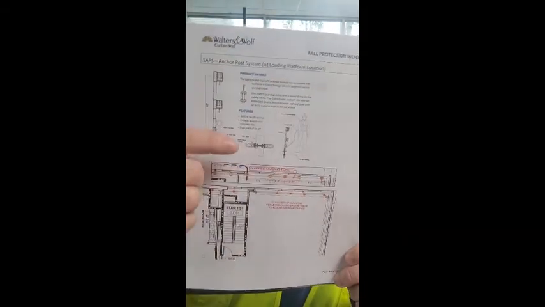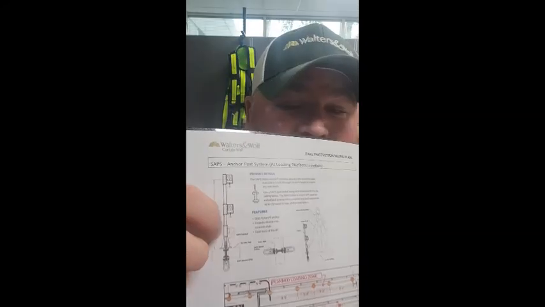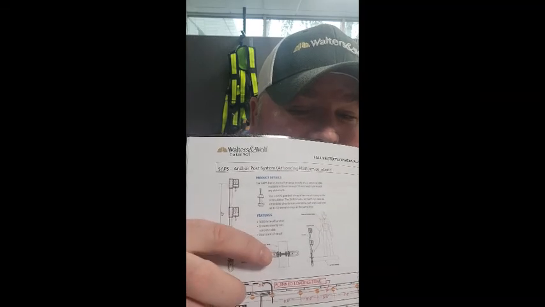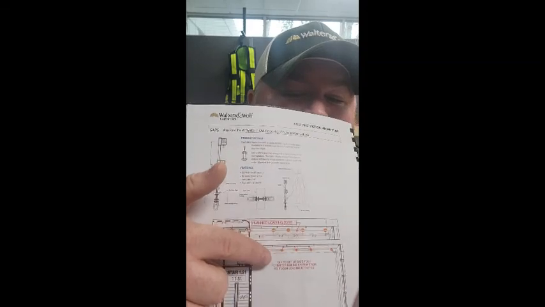Here's the floor plan, and here's exactly what the SAPS system is. Essentially the SAPS post is a guardrail post that you can tie off to right here. So that's an anchor. This is how the anchor goes. They do wall ones too, but this is what you're going to see, and this is the location of them.